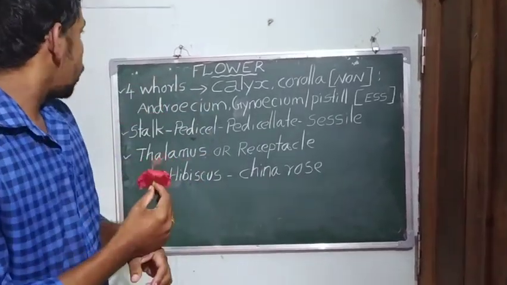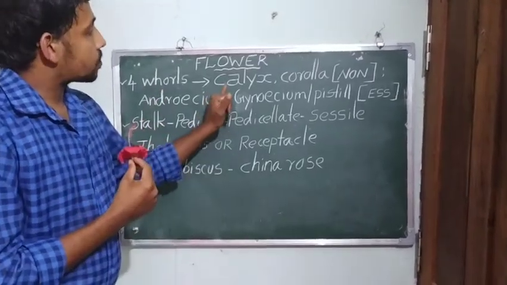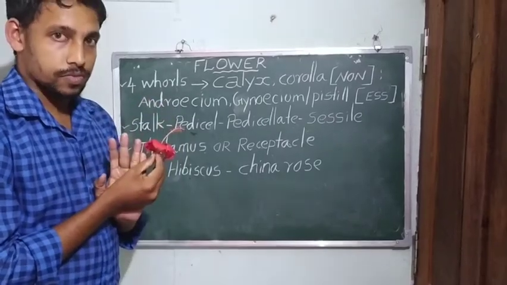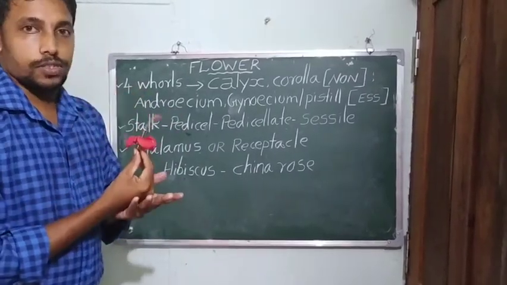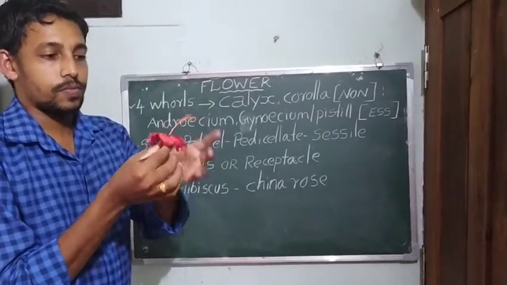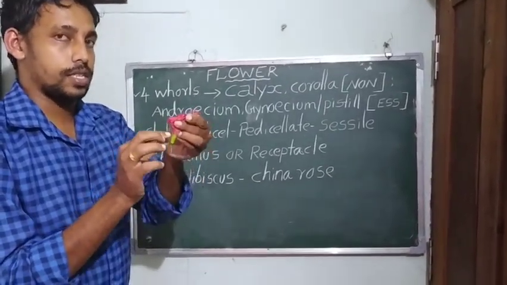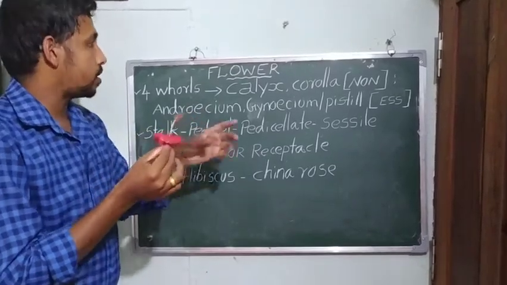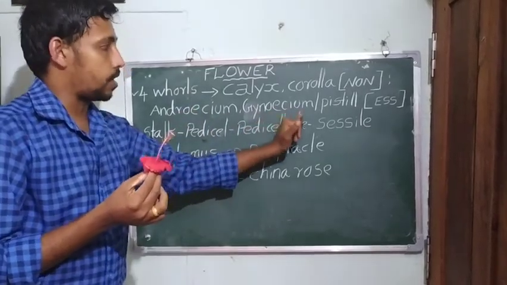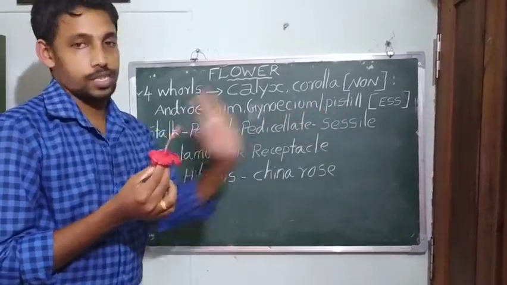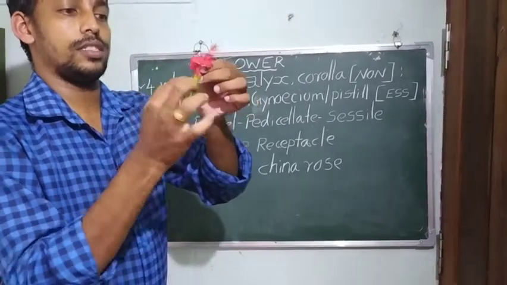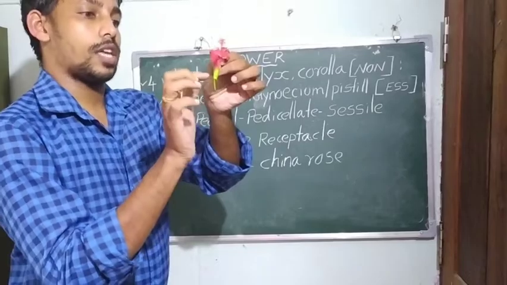Then what are these floral parts? Calyx, corolla, androecium and gynoecium. And they have a sequence. In the outermost part we can see the calyx. Calyx is followed by corolla, then androecium. And in the innermost part we can see the gynoecium or pistil. So we can see here the pedicel, then the receptacle or thalamus part.